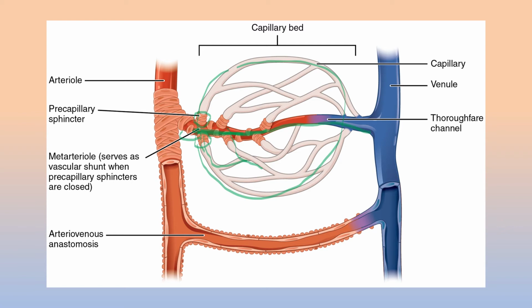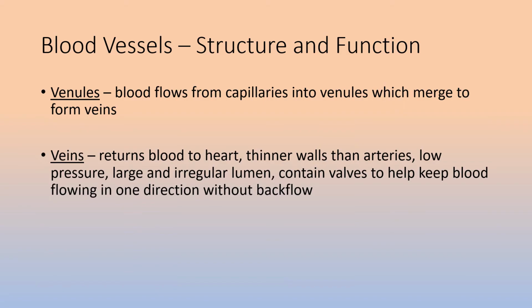And keep in mind that once the blood has flowed through the entire capillary bed, then on the other side it goes to the venule, which then connects to the veins. So the venules, that blood flowing through there, merge to form the veins. The veins are going to return that blood to the heart. Pressure is very low in the veins. To help keep the blood moving and keep it from backflowing, because it's slowing down and there's lower pressure, veins do have valves. Arteries do not. Just kind of FYI, veins do have valves.